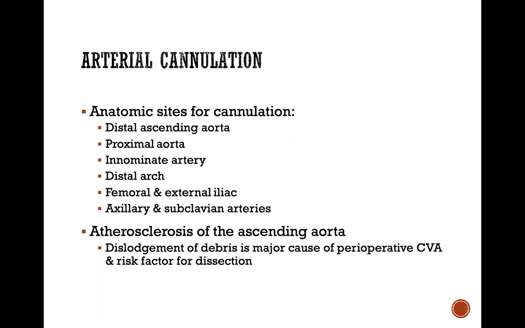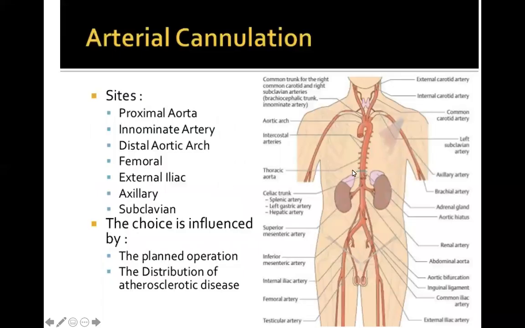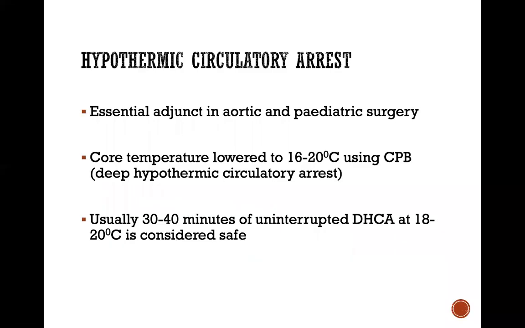The anatomic sites for arterial cannulation are either the distal ascending aorta, proximal aorta, innominate artery, distal arch, femoral and external iliac, or axillary and subclavian artery. Atherosclerosis of the ascending aorta can lead to dislodgement of debris, is a major cause of perioperative CVA and a risk factor for dissection, as we mentioned. So all these decide that an alternative can be used instead of the ascending aorta if you have a lot of calcification in the distal ascending or in the base of the innominate artery.